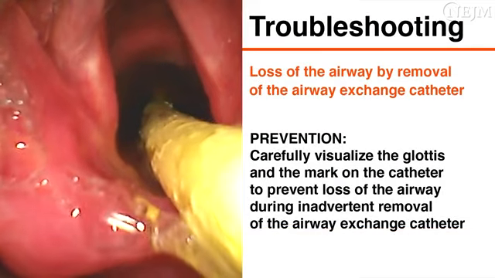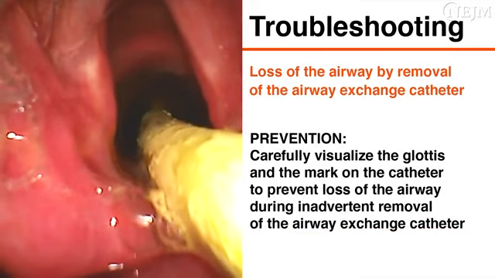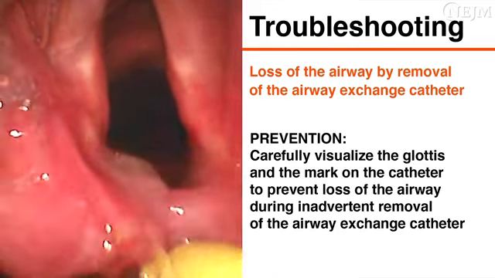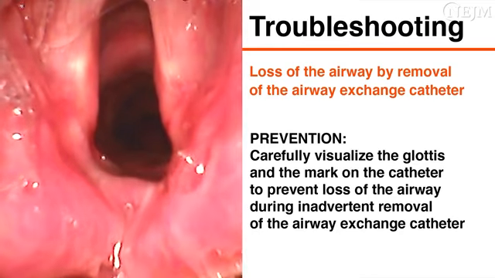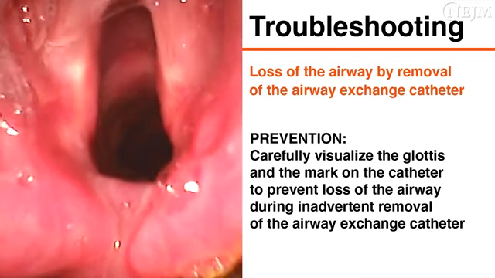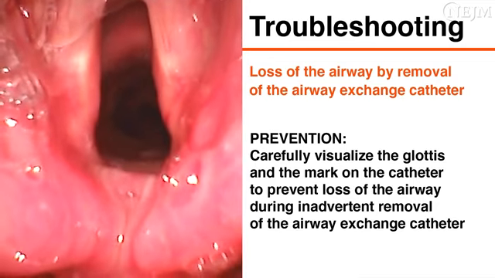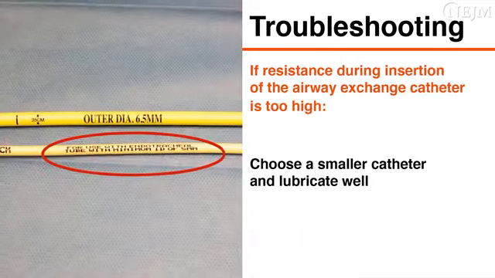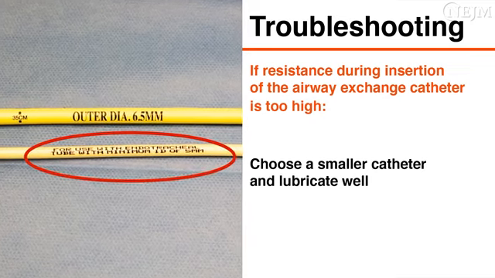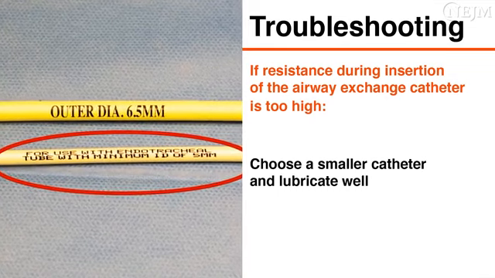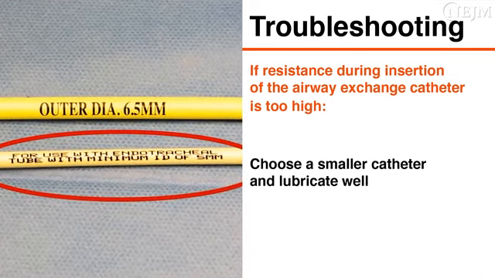The most common problem that occurs during tube exchange is inadvertent removal of the airway exchange catheter and consequent loss of the airway. However, when the entire procedure is performed under direct visualization and the previously made mark on the airway exchange catheter is carefully observed, this complication can usually be prevented. Second, if you encounter any resistance during insertion of the airway exchange catheter, select a catheter with a smaller diameter and lubricate the catheter before insertion.